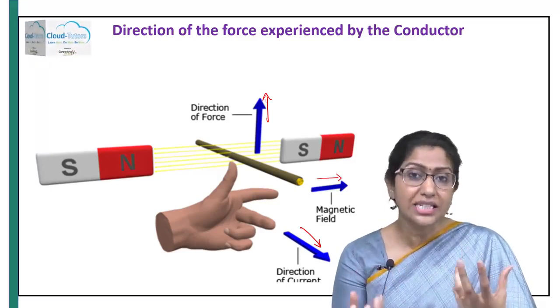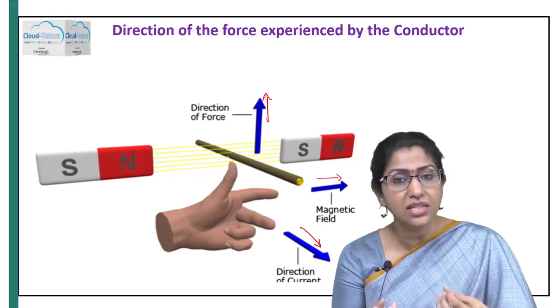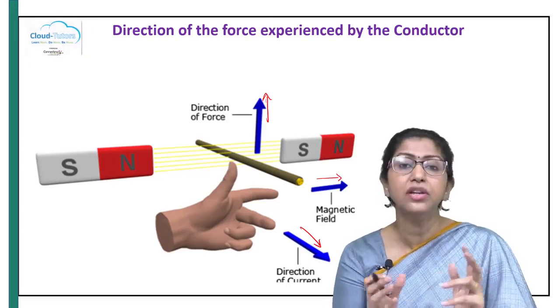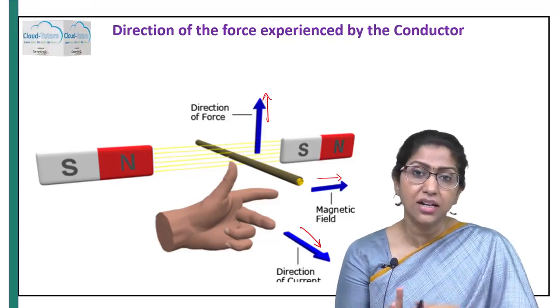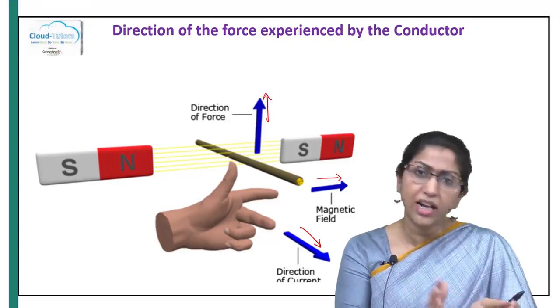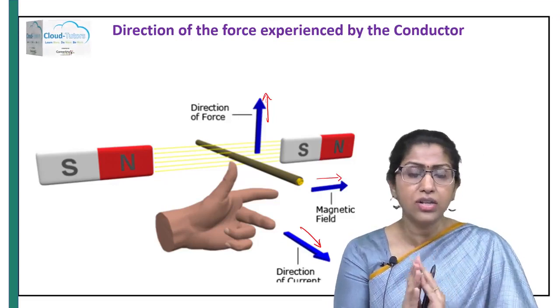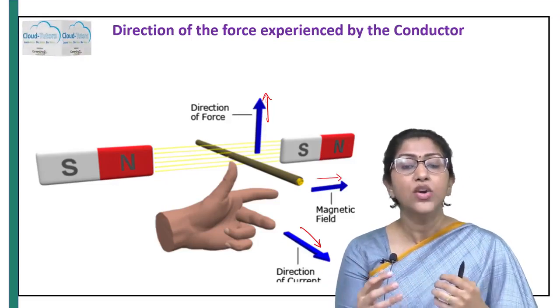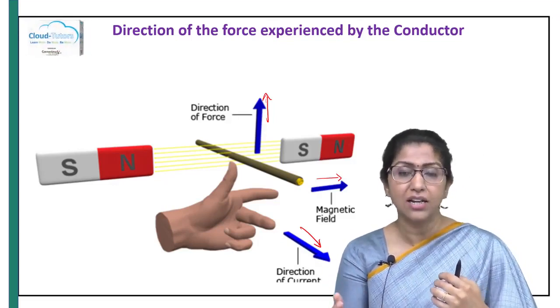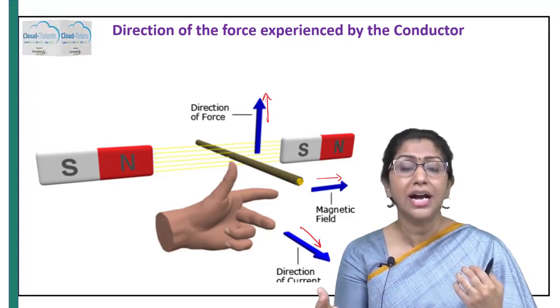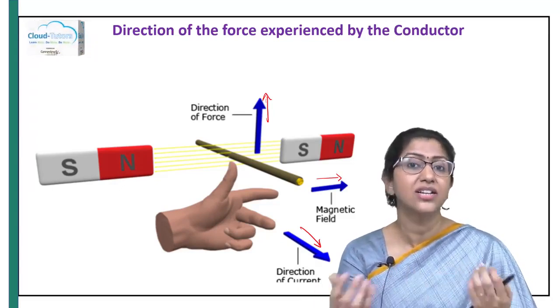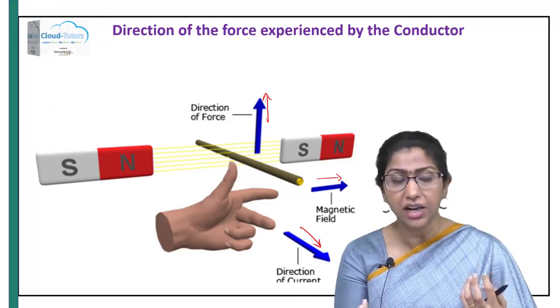Alright, where is this force produced from? It is just because of the interaction of the two magnetic fields. One is due to the electromagnet and another is the permanent magnet, or it could be another electromagnet also. So when we keep two magnets in interaction with each other, or when we keep two magnets close by to each other, there are definitely two magnetic fields which are interacting, correct?